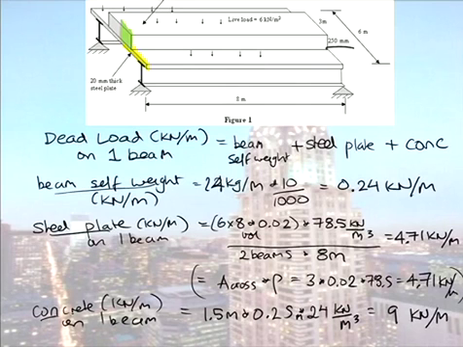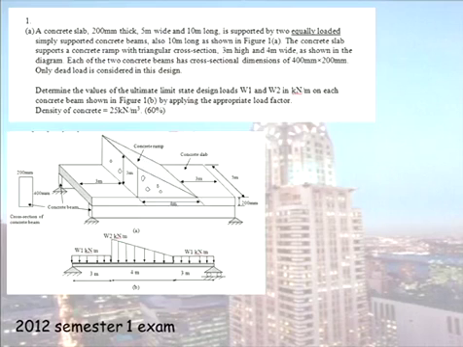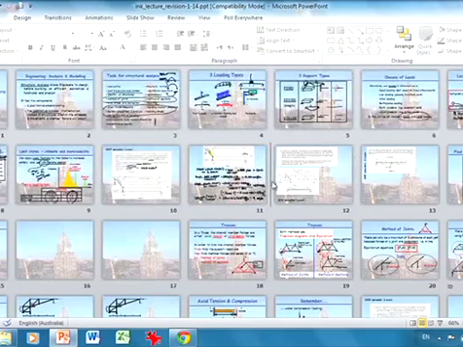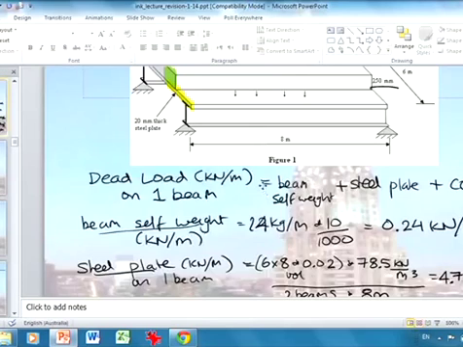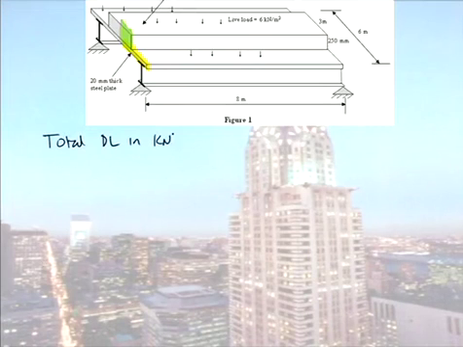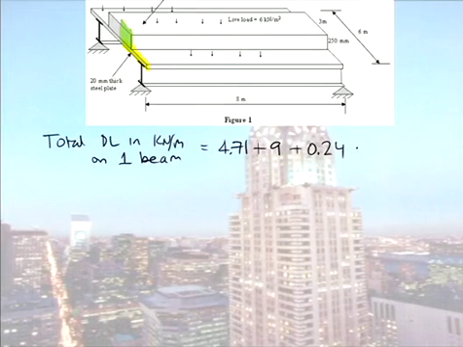So I have my 3 dead load components, and thus my total dead load now in kilonewton per metre on one beam will equal my 4.71 from my steel plate plus my 9 from my concrete plus my beam self-weight, which is a load of 13.95 kilonewton per metre.